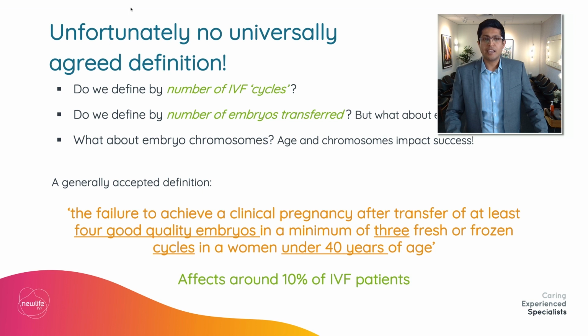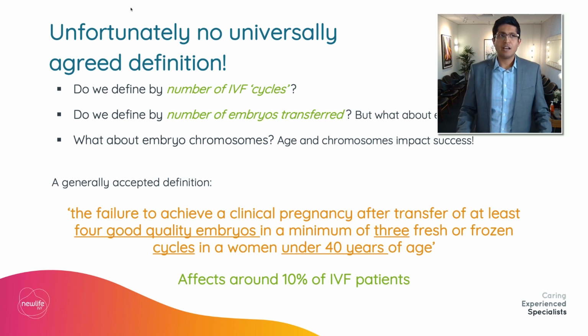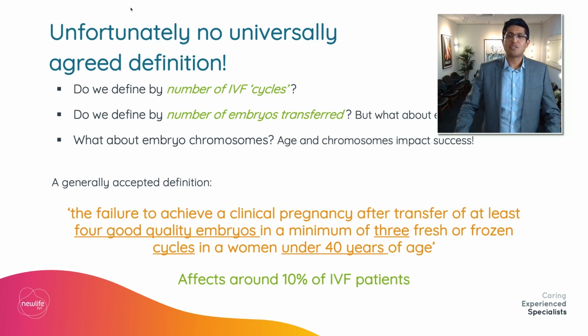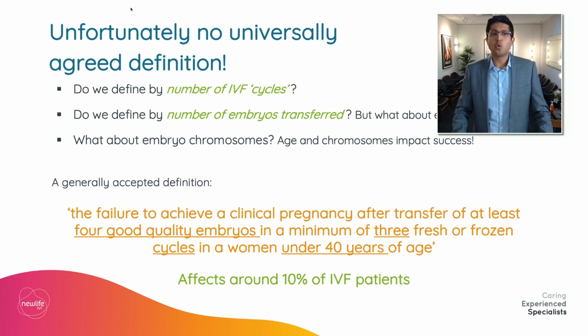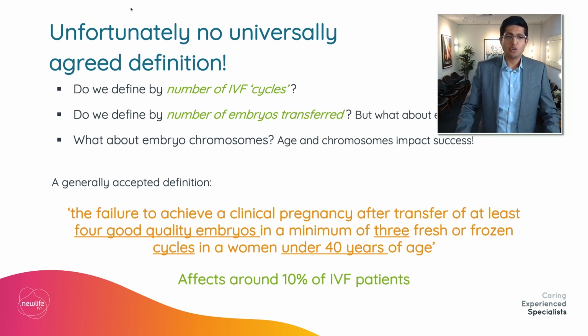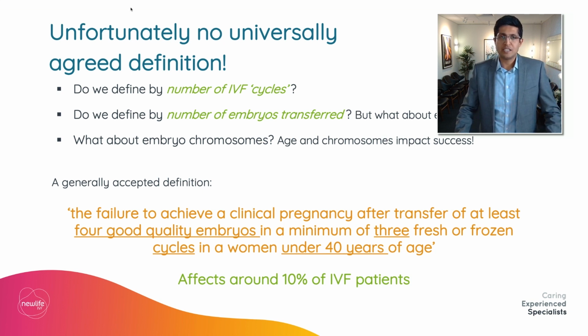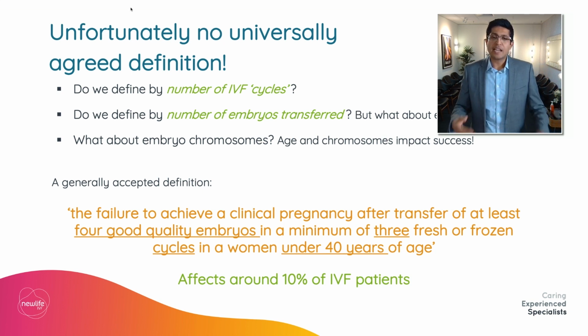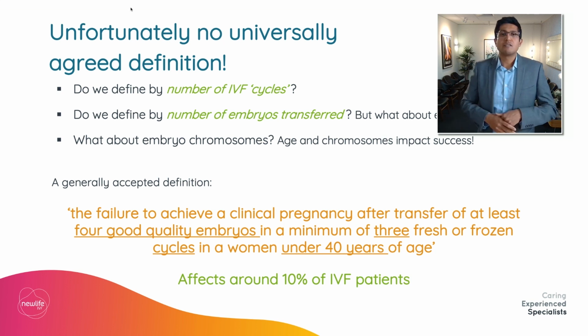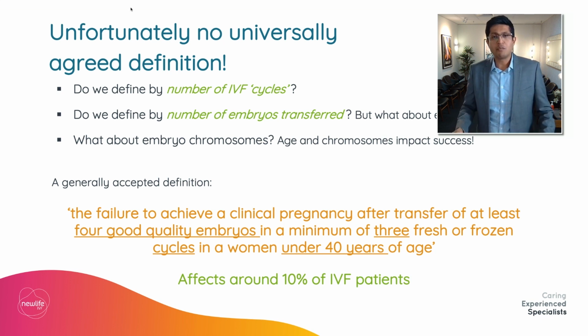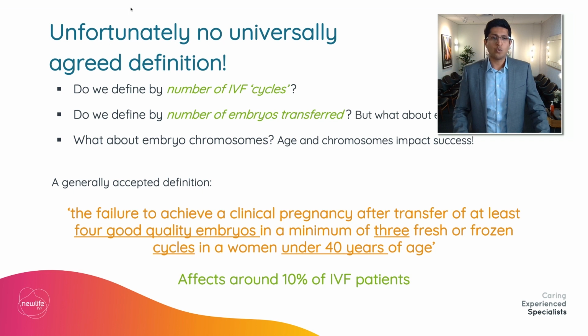So the generally accepted definition of recurrent implantation failure, and this is a bit wordy, is the failure to achieve a clinical pregnancy, i.e. a pregnancy with a heartbeat, after transfer of at least 4 good quality embryos in a minimum of 3 fresh or frozen cycles. And this definition pertains to a woman under the age of 40 years old. The reason that the definition restricts to that is that it reflects the profound impact of abnormal chromosomes in the embryo above the age of 40.